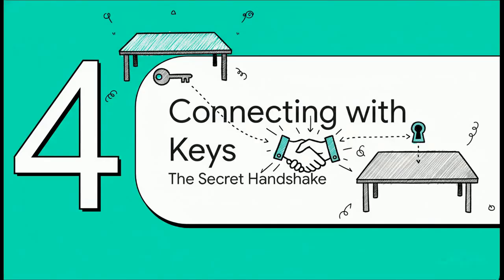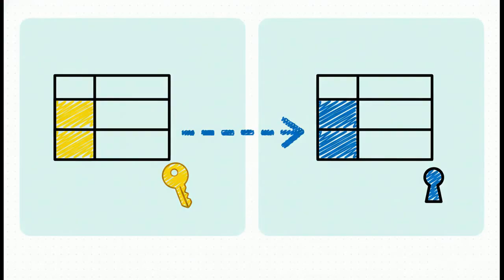Okay, now for the really cool part. Let's see how these pieces all connect. This is where the relational in relational database really comes into play. It's all about how we link these separate tables together to tell a much bigger story. You can think of it like a secret handshake between the tables. And that secret handshake is done using these keys.